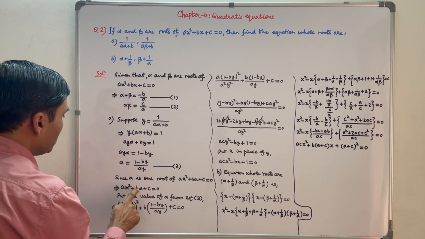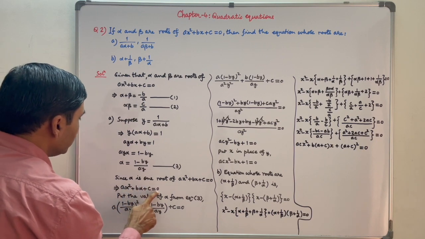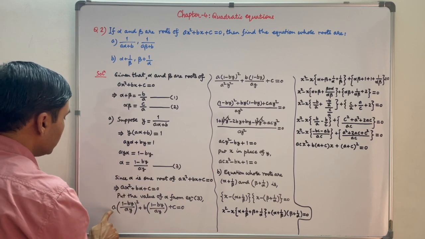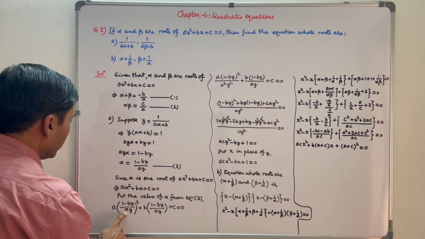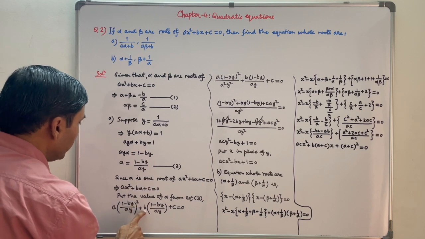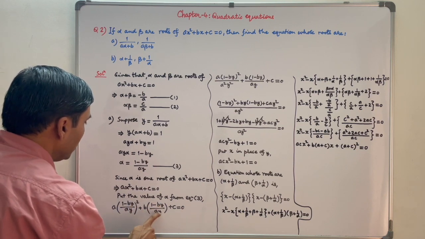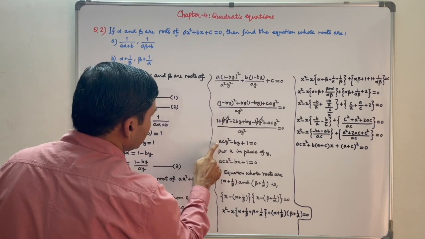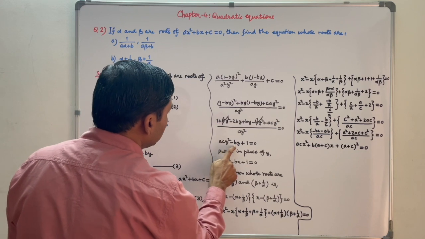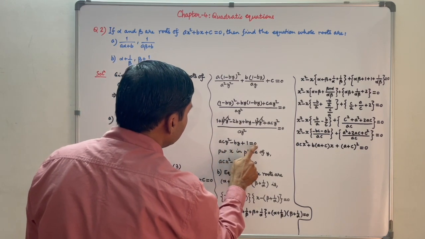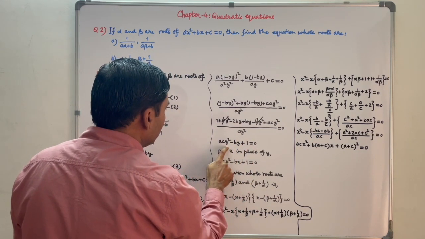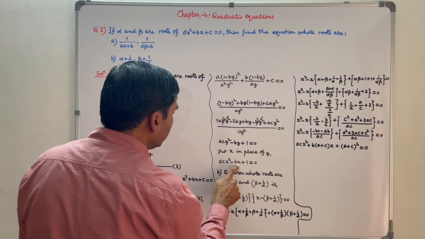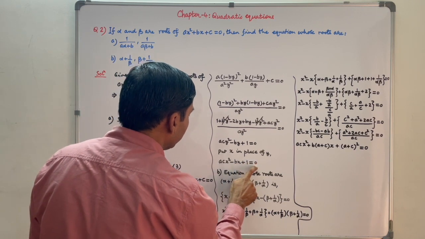So a alpha square plus b alpha plus c is equal to 0. Put the value of alpha from here. So the equation is a into 1 minus by upon ay whole square plus b into 1 minus by upon ay plus c is equal to 0. So after simplification, the equation is acy square minus by plus 1 is equal to 0. Put x in place of y. So the required equation is acx square minus bx plus 1 is equal to 0.